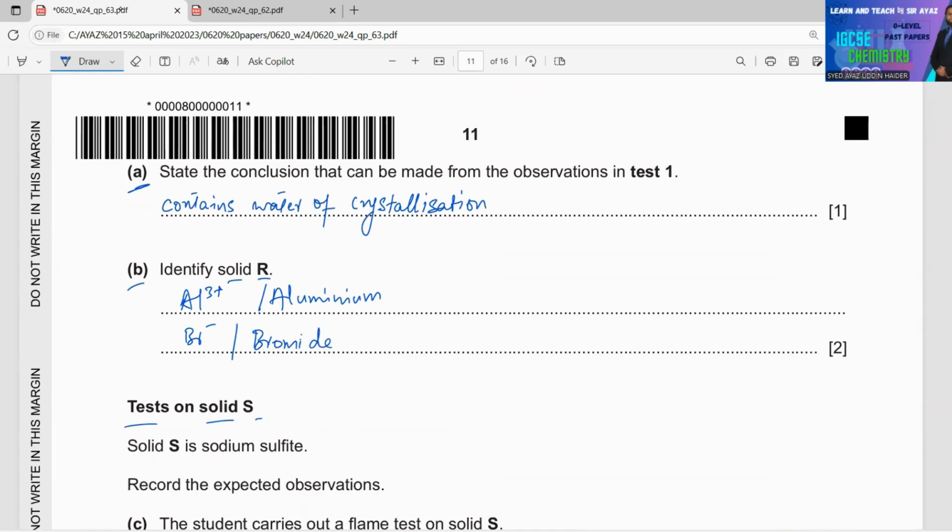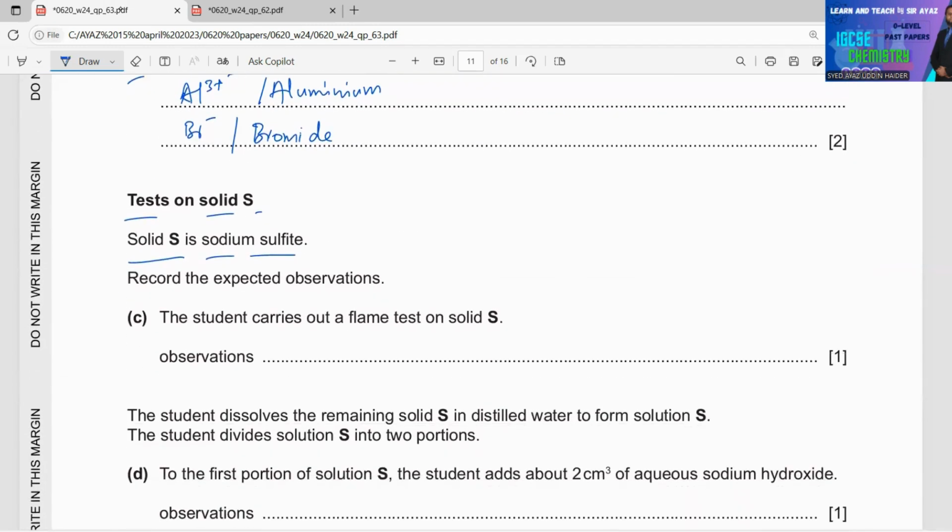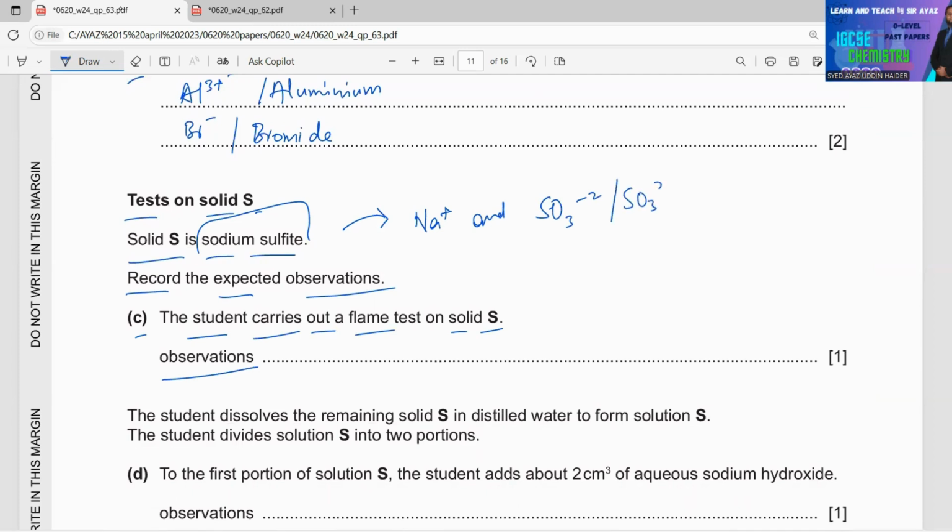Now test on solid S. Solid S is sodium sulfide. Now they gave us the name of the compound, which is sodium sulfide here. Record the expected observations. The student carries out a flame test on solid S. Observations. Sodium sulfide contains Na+ ion and sulfide is S2-. So the flame test must be for Na+ ion.